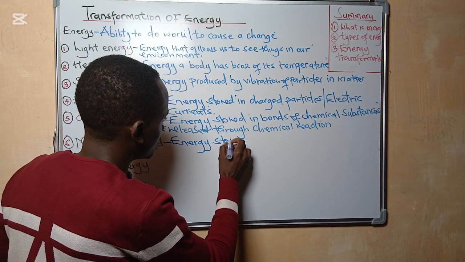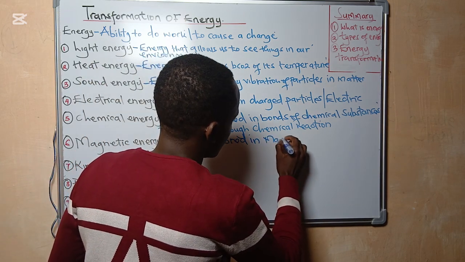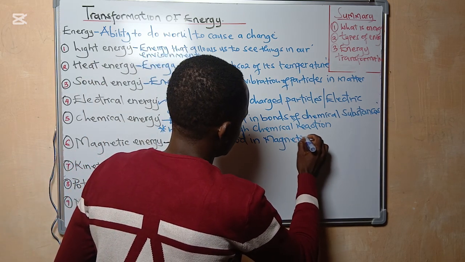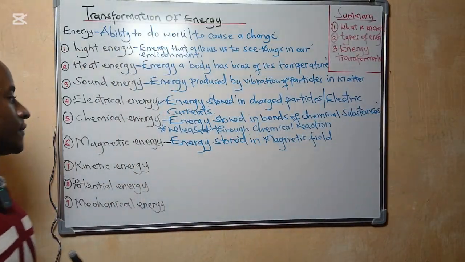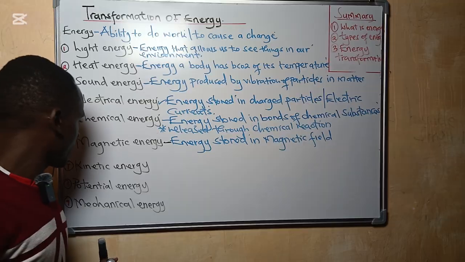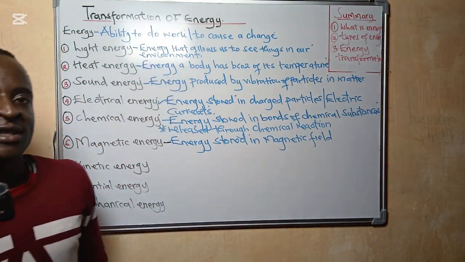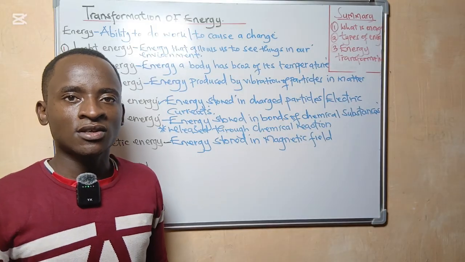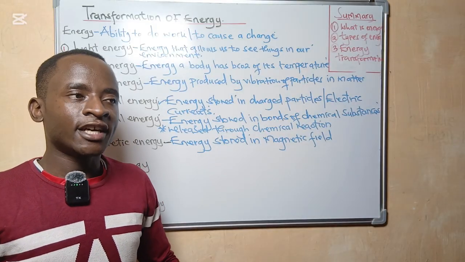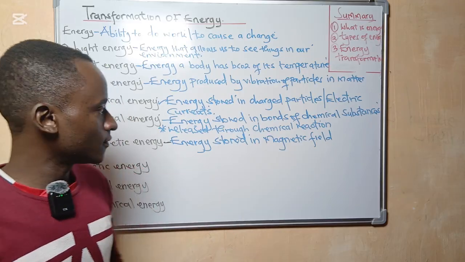Energy stored in magnetic field. So magnetic energy, this is a form of energy that is contained in a body that has a north pole and a south pole.